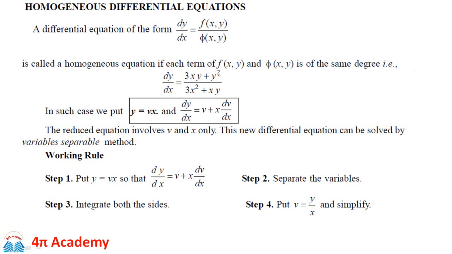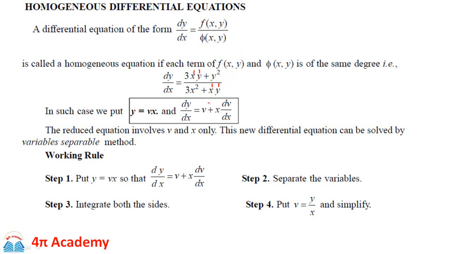Now look here, this y has the degree 2, this x has degree 1, this y has degree 1, so their algebraic sum is 2. So the degree of this term is 2, the degree of this term is 2, the degree of this term is 2, the degree of this term is also 2. And therefore, the degree is the same for f of xy, so this 3xy plus y square is f of xy, and its degree is 2, divided by phi of xy, which also has degree 2, and therefore such an equation is called a homogeneous differential equation.